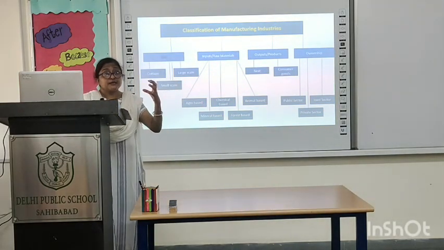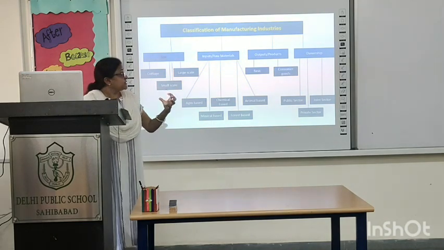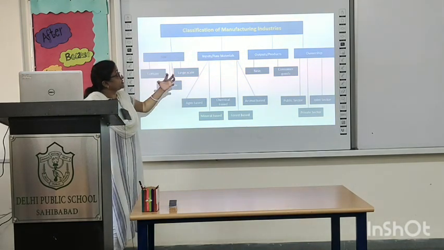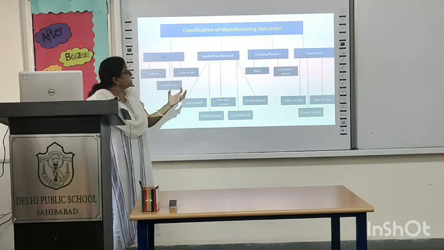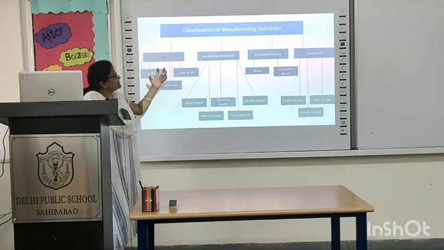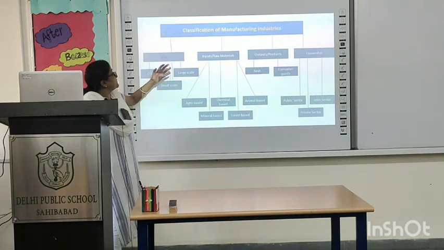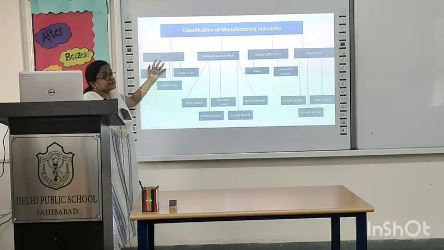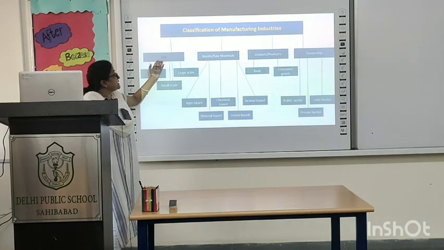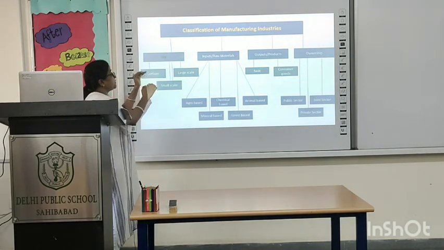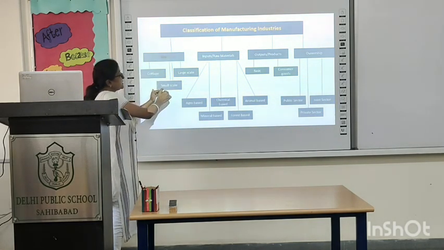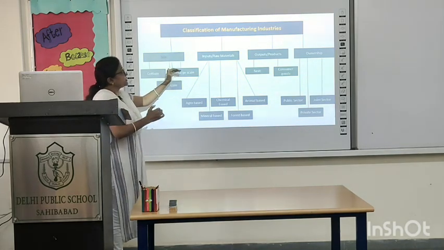Next, here is an important part of the chapter: the classification of modern manufacturing industries. We can classify manufacturing industries on several bases. First, on the basis of their size, these industries can be divided into cottage industry, small scale industry, and large scale industry.